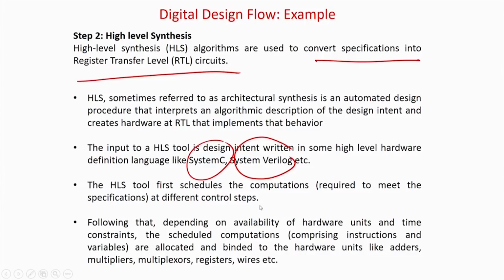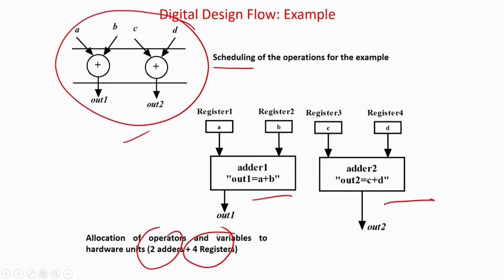Then the high level tool first schedules the computations at different control steps. There are a lot of good quality scheduling algorithms available. They will give you a lot of schedules, and you can take any one of them, or even if you just want to go by the tool, you can take any of the ready-made schedules. But in this step some amount of user intervention is also required. Following that, depending on the availability of hardware units, the scheduled computations are allocated and bound to hardware units like adders, multipliers and subtractors. That is, this part is scheduling, and after that, based on availability, you will bind them to exact hardware.